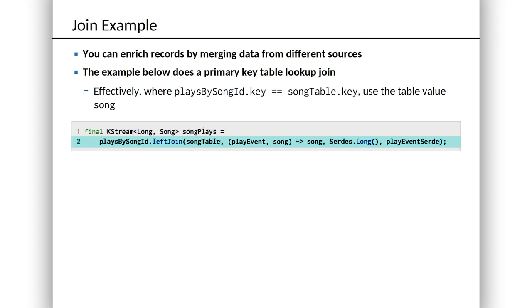So when the key of playsBySongId, which, again, is the song ID, is the same as the key in songTable, and of course that's going to be the song ID, that's fairly intuitive, then we're going to have a match. Now, because this is a left join, we want to keep the play events even if somehow we don't find a song to look up. If somehow there's a problem with that reference data and we can't find the song ID, that's fine. We want to maintain the play event in the resulting stream. Now, the second parameter is a lambda, and this is where we're helping the join know what kind of thing to produce in the new stream.